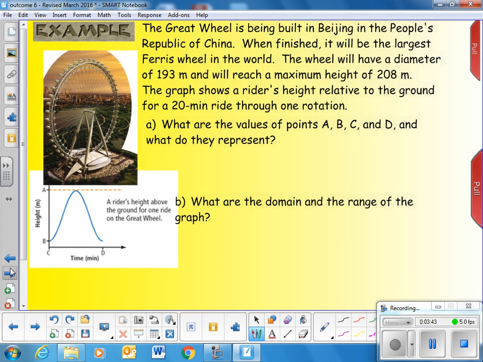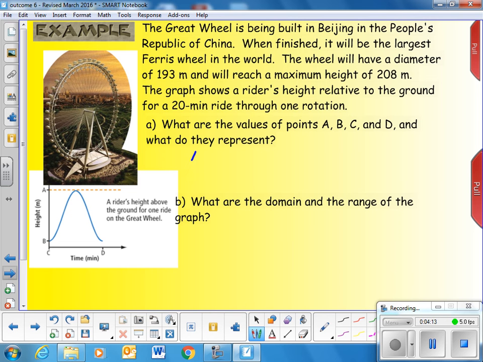The Great Wheel is being built in Beijing in the People's Republic of China. When finished, it will be the largest Ferris wheel in the world. The wheel will have a diameter of 193 meters and will reach a maximum height of 208 meters. The graph shows a rider's height relative to the ground for a 20-minute ride through one rotation. What are the values of points A, B, C, and D, and what do they represent?